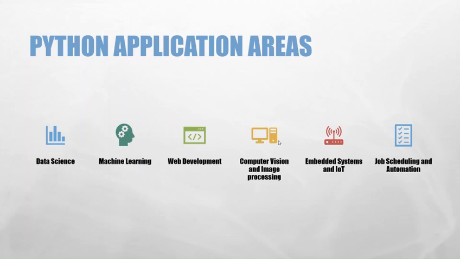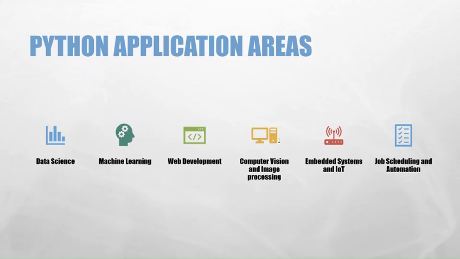Fifth, embedded systems and IoT. In the realm of embedded systems and IoT, that is, Internet of Things, Python is gaining traction due to its ability to interface with hardware easily. Libraries like MicroPython and CircuitPython bring Python to microcontrollers, enabling developers to write simple scripts that interact with sensors, actuators, and other devices. Python's ease of use and readability make it ideal for rapid prototyping and deploying IoT solutions.